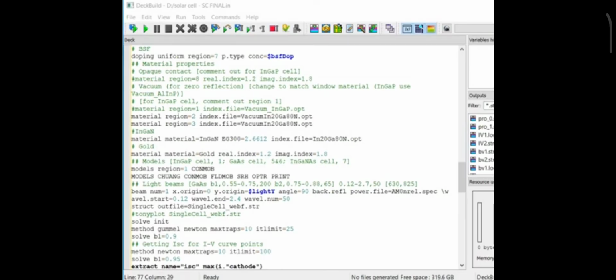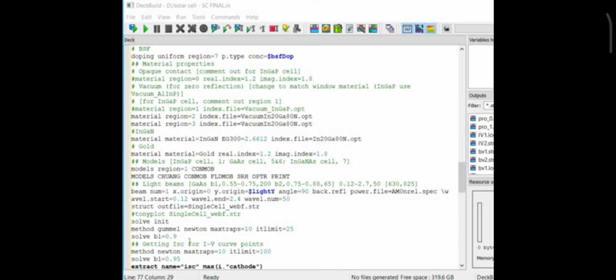After, you have to give biasing voltage to the different points. I am using the method statement Gummel, Newton, maximum trap 10 and ITLIMIT. Maximum trap will reduce the convergence problem. I explained this in my previous videos. If you don't know about these two commands, you can follow my previous videos.